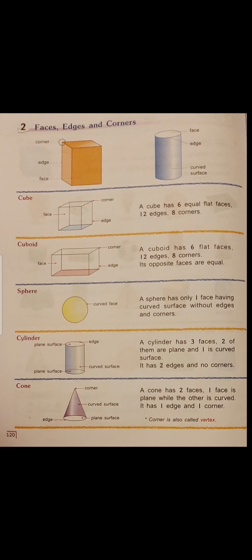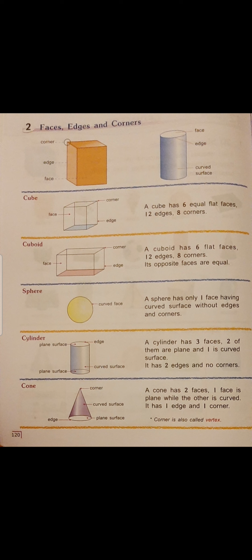Okay. So moving on to the next one. This is cuboid. Now what is a cuboid? A cuboid has how many flat faces? Six flat faces. Again, it looks like this, but it is a little bit flat. It looks like a book, isn't it? So it has how many flat faces? It also has six flat faces.